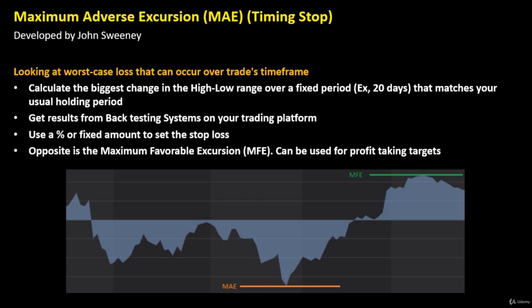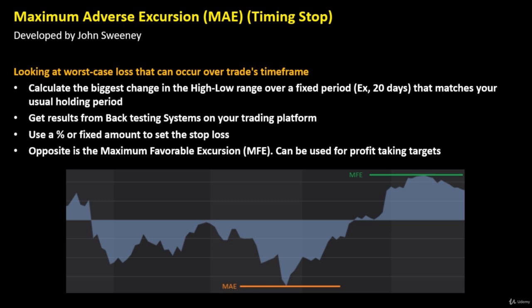So you get results back. This is where backtesting can really help on your trading platform to try these different time frames and see how that would work for you, using the provided indicators of this MAE. And you use a percentage or fixed amount to set the stop loss around that when you're playing around with the platform. And the opposite of that, by the way, is a maximum favorable excursion, or MFE, which you can actually use for profit-taking targets, right?